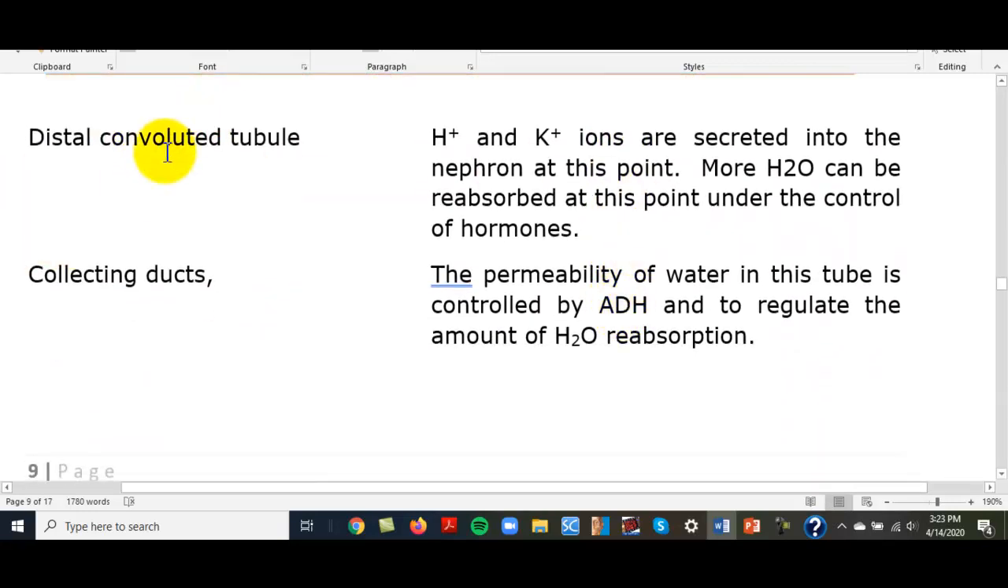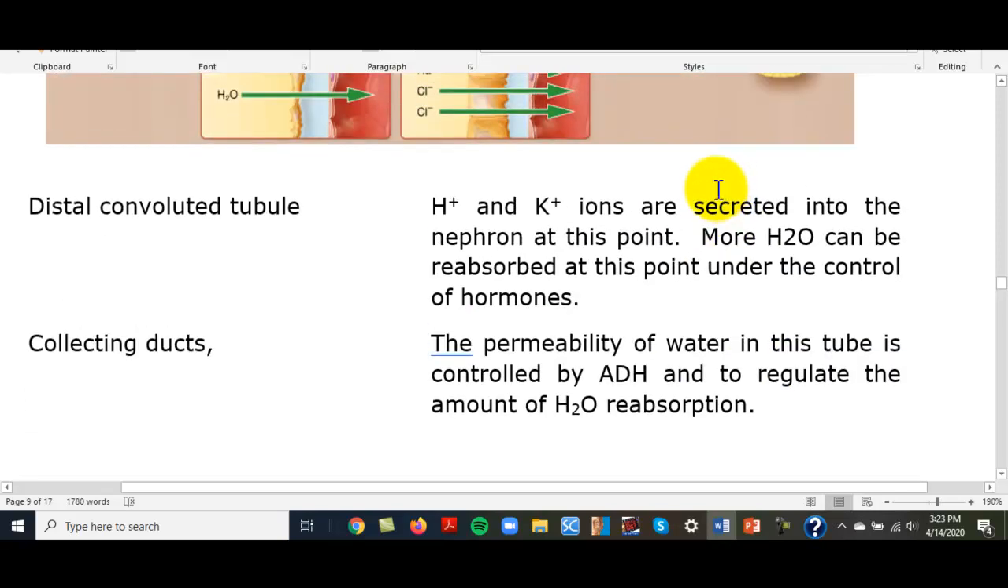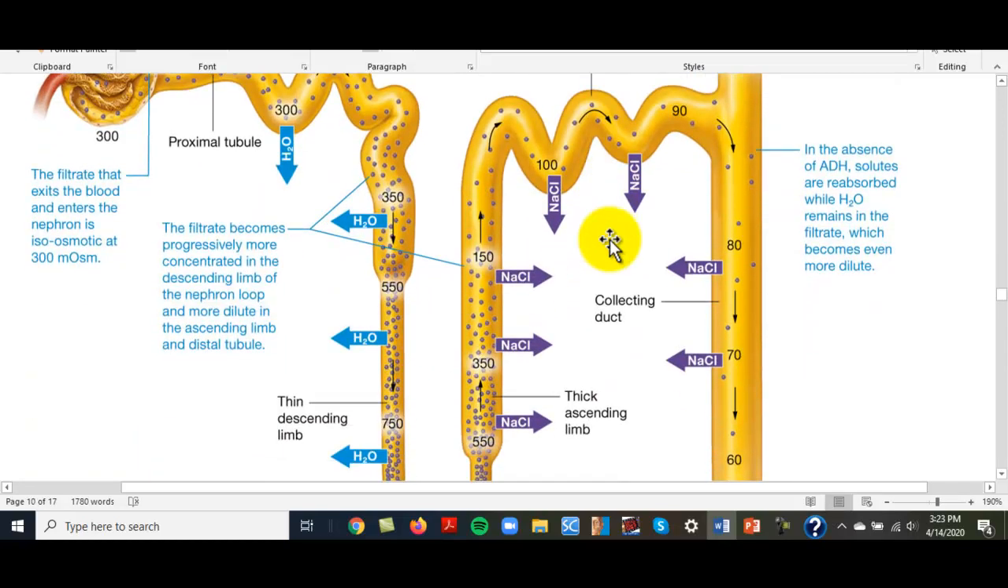But these two areas are under control of hormones. And the distal convoluted tubule is the end of the nephron. And that's an area where more water can be reabsorbed. It's just under the control of hormones. ADH specifically, and aldosterone. The collecting ducts, same thing. They are under control of ADH and aldosterone as well. And even more water can be reabsorbed there.